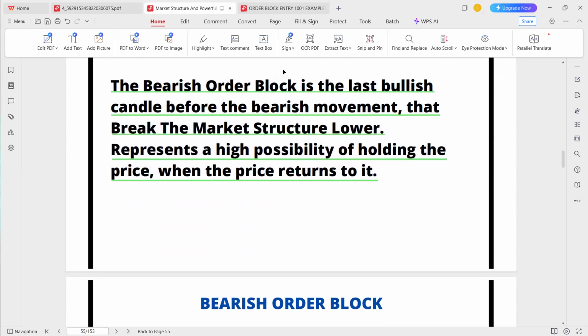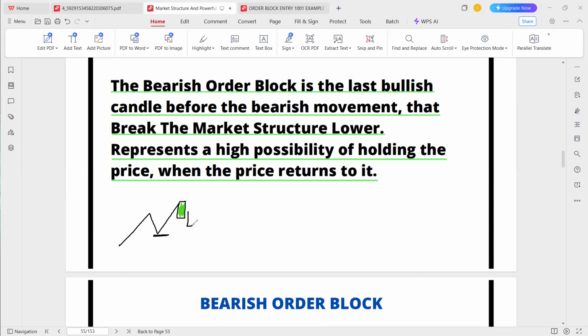All right, so just a quick structure. What the author is simply saying, I'm going to repeat, the bearish order block is the last bullish candle. So our price will be coming up, then we get the last bullish candle. Let me just make this green. The bearish order block is the last bullish candle before the bearish movement that breaks the market structure. So our structure is right here.